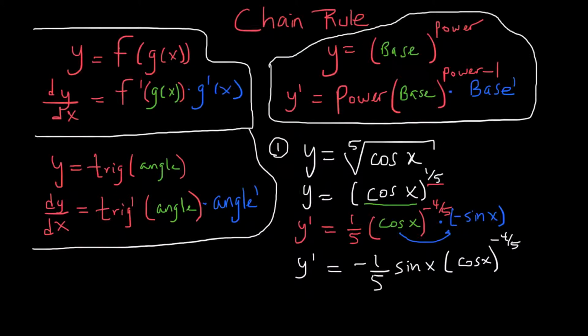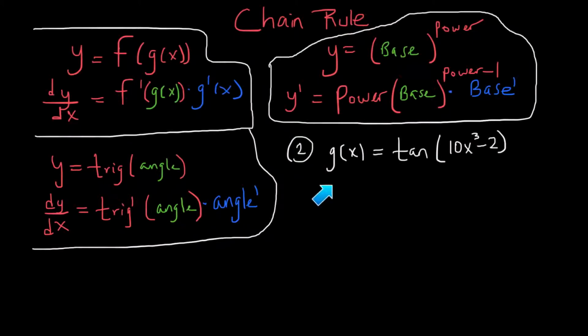I'll try a second example. So example 2, I have g of x equal to the tangent of the angle 10x cubed minus 2. Anytime you see that trig function, you should immediately think of its argument here as an angle, because that's exactly what it is. So then I'm using this version of the chain rule. So I'll try the derivative by following the rule here.